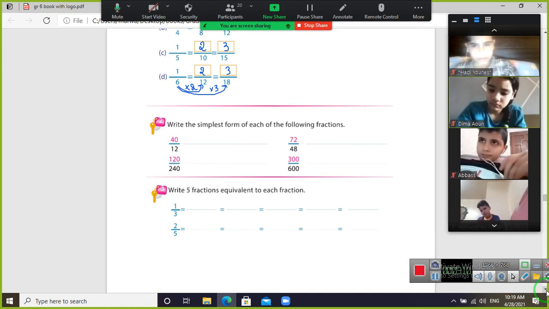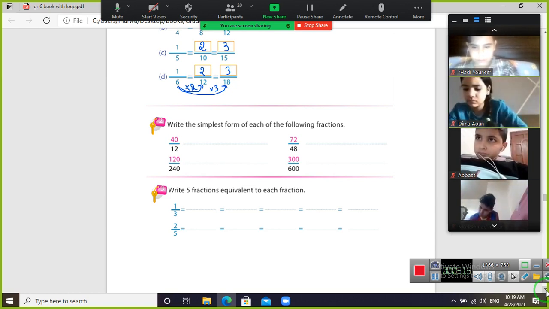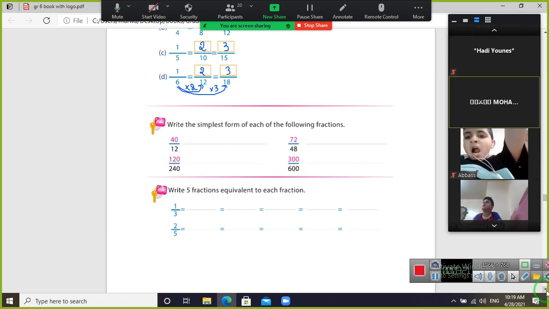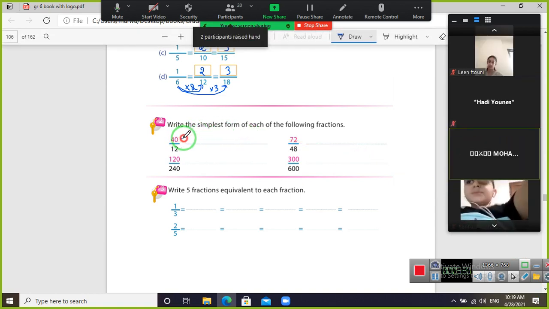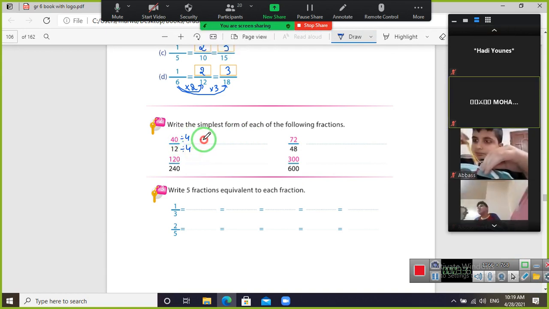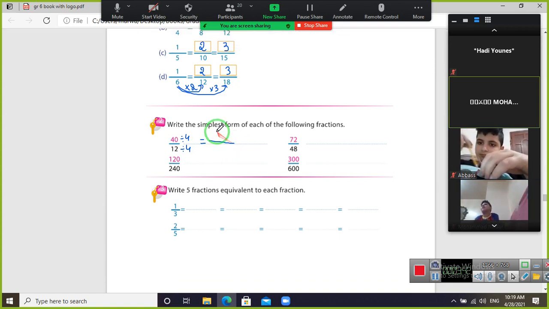Simplest means reduce, divide the fraction. Who wants to tell me, 40 and 12, Muhammad Isa, it can be divided by what? By 2. Other than 2. By 4. Excellent, by 4. Divide, 4 equals what? Equal 10 over 3. Can it be reduced more, 10 over 3? No, there is nothing common between them.